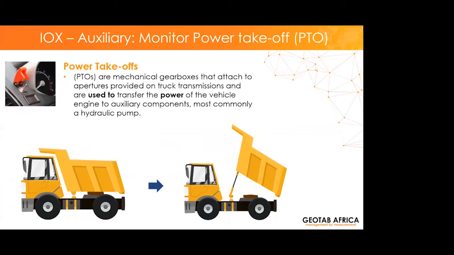With the Geotab IOX Auxiliary, we can also monitor PTO. PTO as in power takeoffs. PTOs are mechanical gearbox that attach to apertures provided on truck transmissions and are used to transfer power of the vehicle engine to auxiliary components, most commonly a hydraulic pump. With this feature to monitor PTO in my Geotab, you have the option to view locations of the offload and also monitor the duration of the offloads.